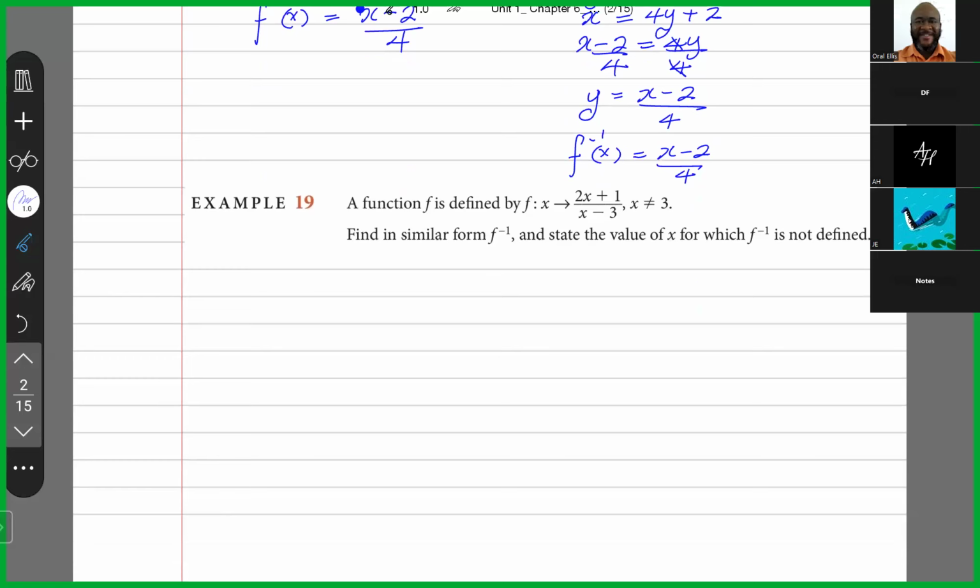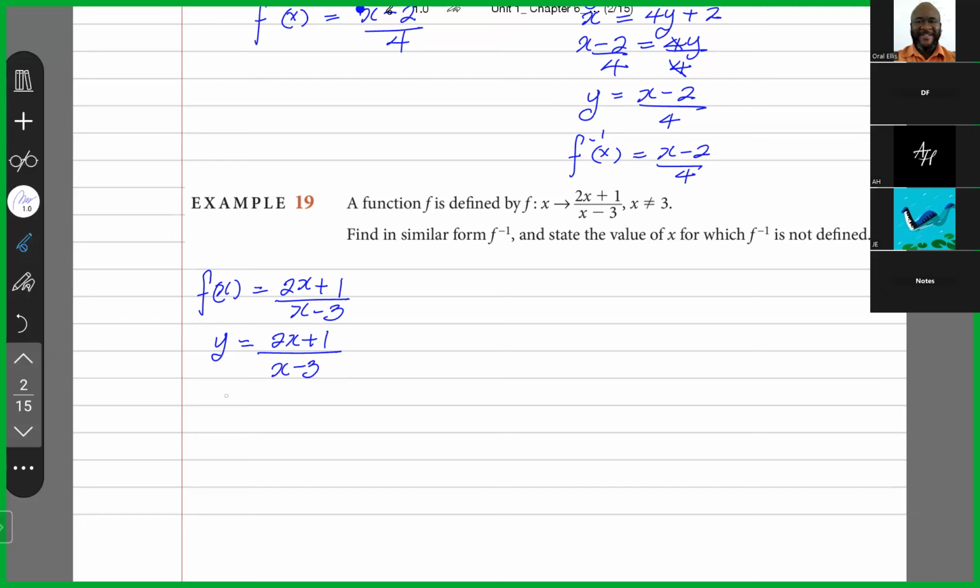Example 19, we're told that f of x, well, this one is not so easy. You have to go through the calculation, is equal to 2x plus 1 over x minus 3. We want the inverse. Finding the inverse is a 4-step process. Step 1, take out f of x and say y is equal to 2x plus 1 over x minus 3. That's step 1.